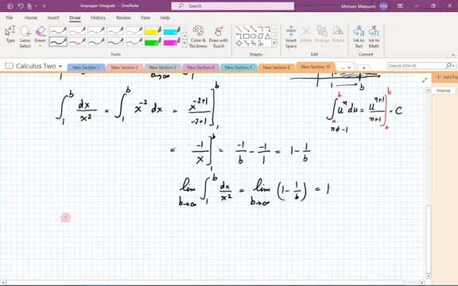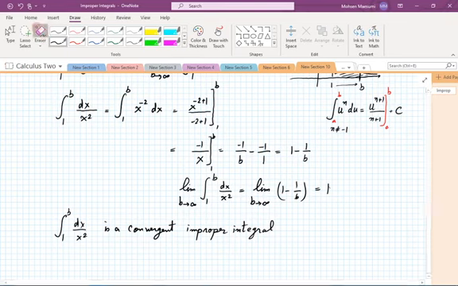So we say this integral from 1 to b of dx over x squared is a convergent improper integral. Okay, excuse me, I'm supposed to replace the original problem we're talking about. The integral from 1 to infinity of dx over x squared is convergent.